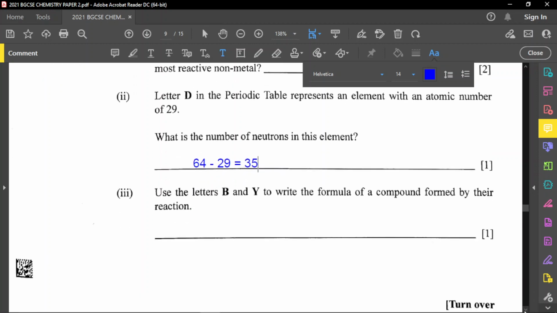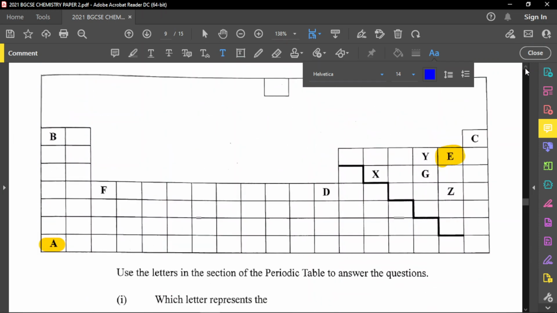All right, so let's go to part 3. It says use the letters B and Y to write the formula of a compound formed by the reaction. So let's look at B and Y. First thing, I'll figure out what group they're in to actually answer it. So B and Y.